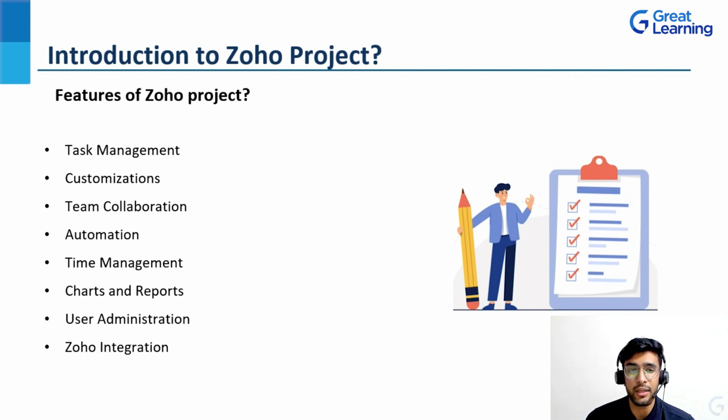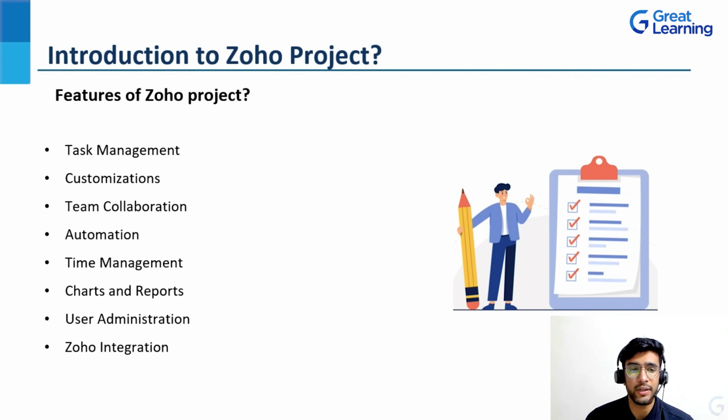Then we have the customization option. So basically, the customization option includes the layouts, the custom fields, the custom views, and the custom statuses of different tasks. Basically, you can rearrange the view of the projects that are being assigned onto Zoho Projects. So this I'll be showing you when we'll be doing the hands-on demonstrations.